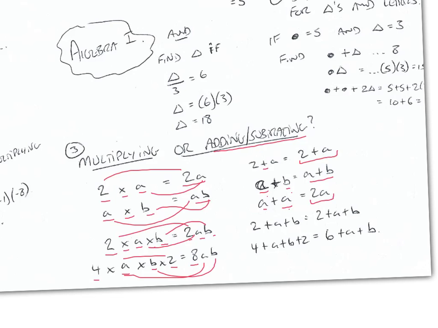Or here we've 2 plus a plus b. Well, that's simply 2 plus a plus b, because they're all different terms. We cannot actually add them up together. And here we've 4 plus a plus b plus 2. Well, in this case, the 4 and the 2, yes, they can add up to 6, but we are still left with plus a plus b.